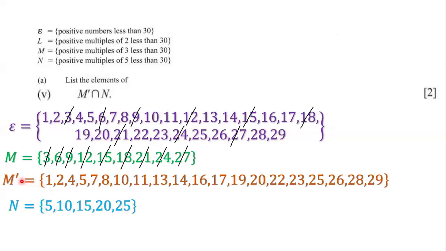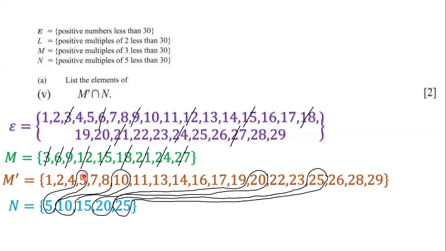And so what elements are common in M complement and set N? So let's find them. 5 is common in both sets, 10 is common in both sets, 20 is in both sets, and 25 is also in both sets. So that means that the intersection of M complement and set N is equal to 5, 10, 20, and 25.